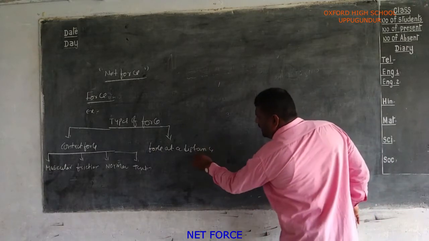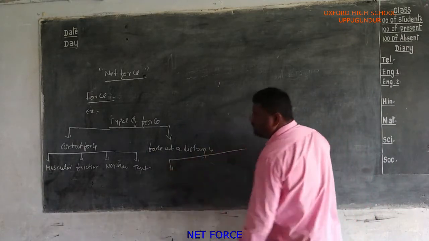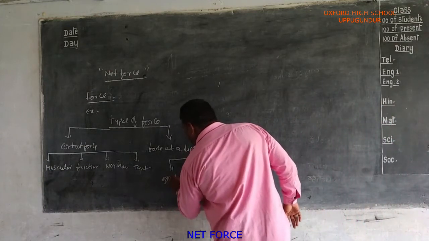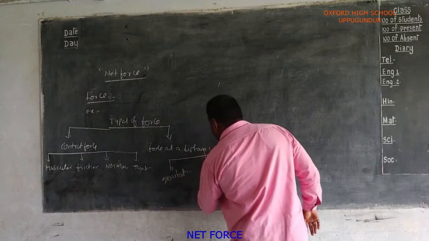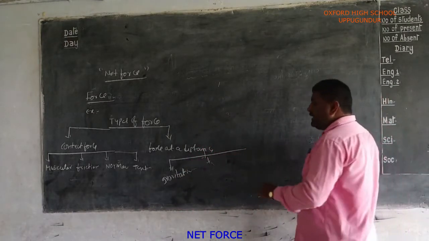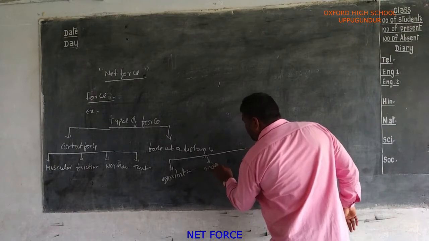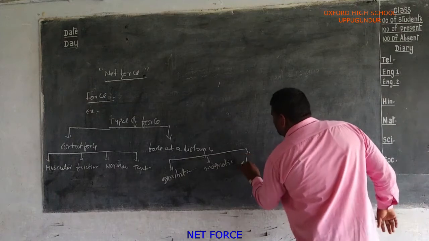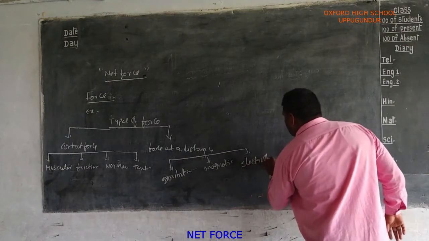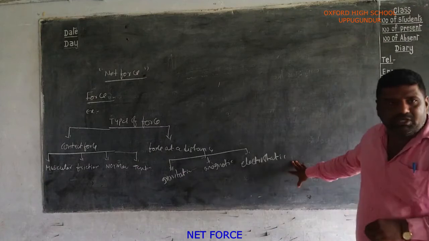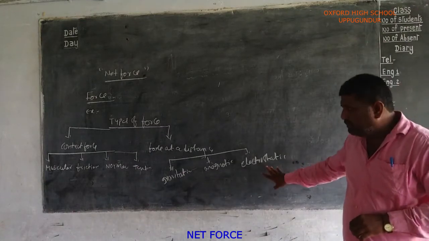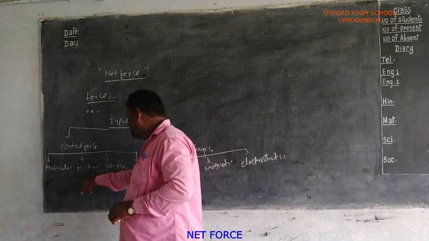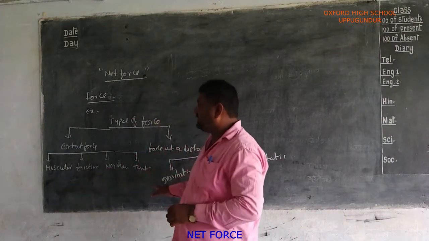Force at a distance is divided into three types. The first one is the gravitational force, the second one is the magnetic force, and the third one is the electrostatic force. These are the types of force at a distance. Three types of force at a distance, and contact force is divided into four types: muscular force, friction force, normal force, and tension force.